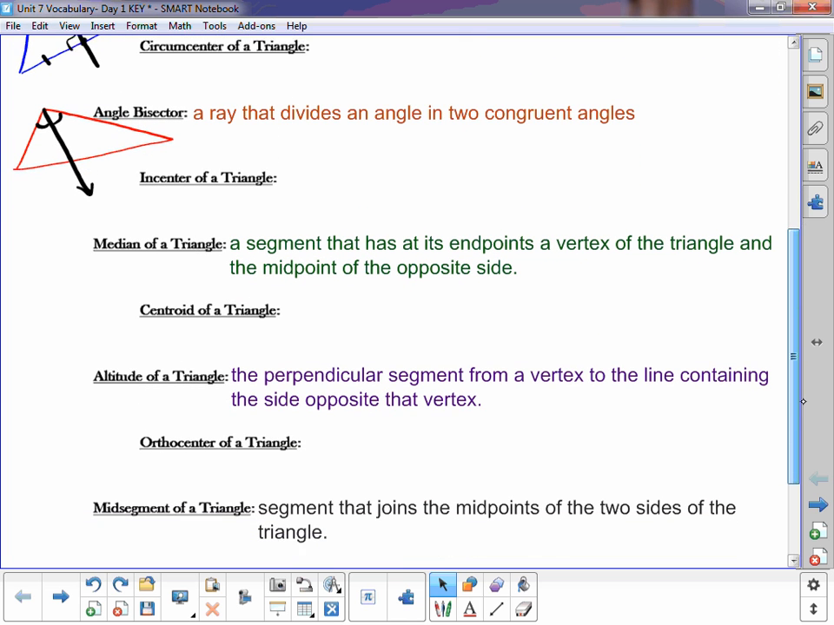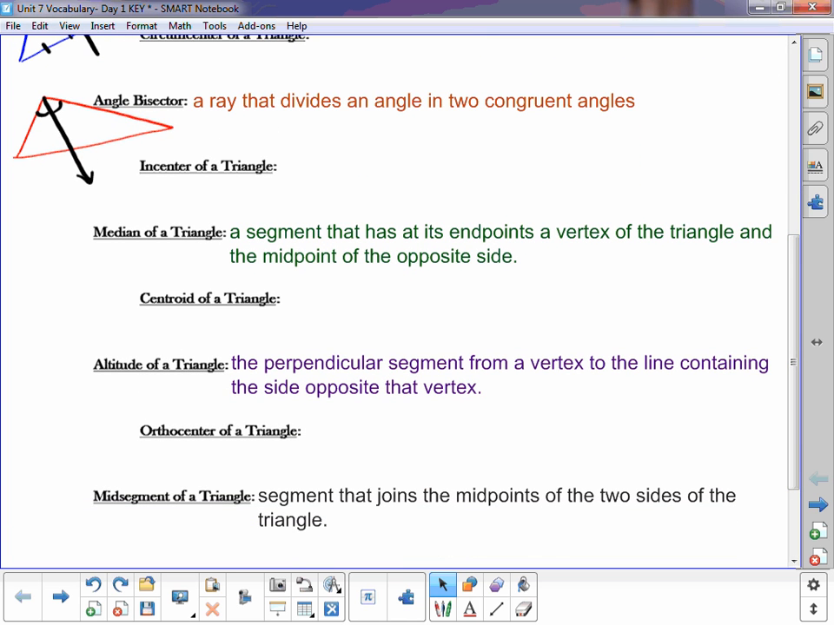So next up we have new stuff, medians and altitudes. Alright, median of a triangle: a segment that has as its endpoints a vertex of the triangle and the midpoint of the opposite side. So it's a segment where one endpoint is the vertex and the other endpoint is the midpoint. So once again, let's draw a triangle.